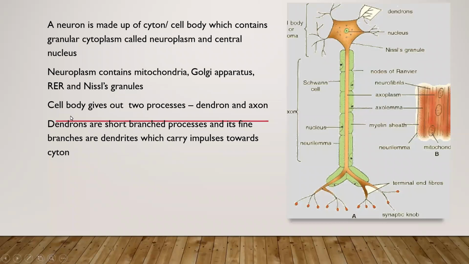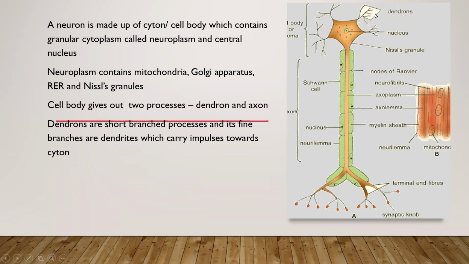Now, the cell body gives out processes. Can you see these branch-like structures? These branch-like structures are called processes. From the cyton, you can see processes given out, and these are called dendrons. These are short branched processes, and their fine branches are dendrites. You can see these branches are called dendrons, and again, dendrons give out small or fine branches.